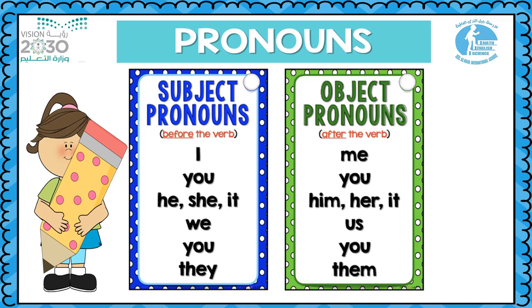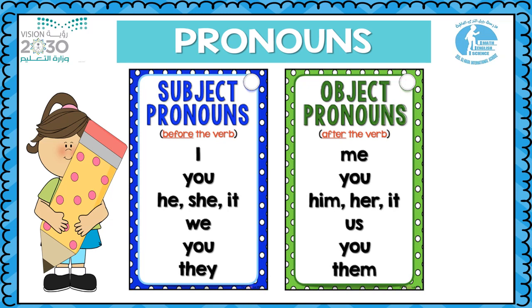Say them again with me, please. The subject pronouns: I, you, he, she, it, we, you, they. The object pronouns: me, you, him, her, it, us, you, them. Okay? Now, you have to know them. You have to know which one you should start with and which one you should write after the action verb.